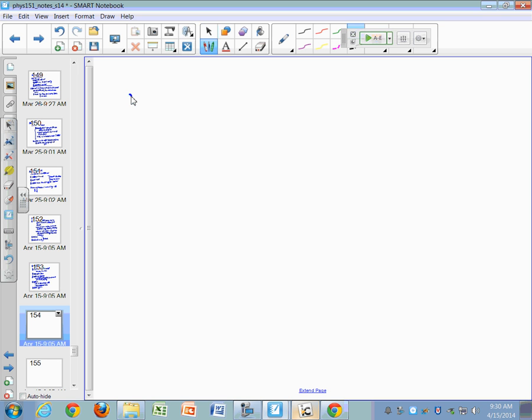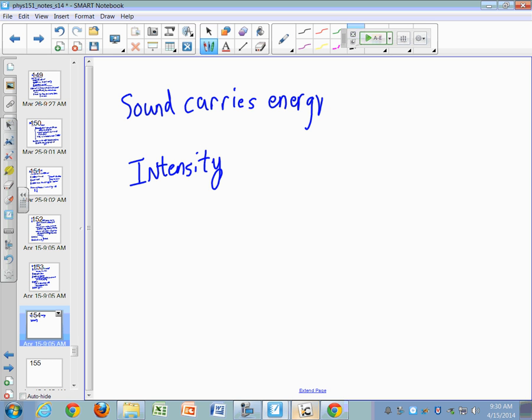But first of all, sound carries energy. That's true for all waves, actually, but sound in particular carries energy. And so when we're talking about sound, we need some way to describe how much energy it carries. One of those is we're going to measure the intensity. Later we'll talk about the intensity level, which is a different way of measuring or talking about it. But the intensity is simply the power over the area.